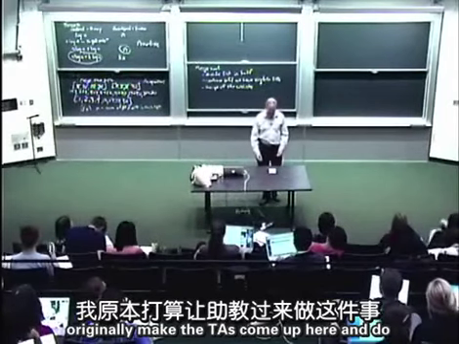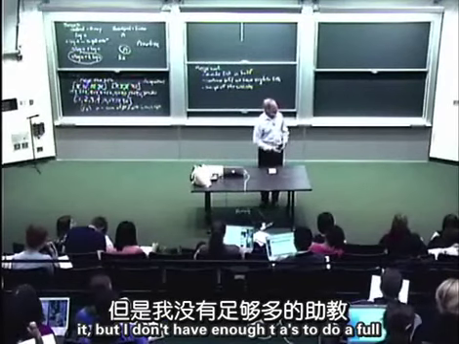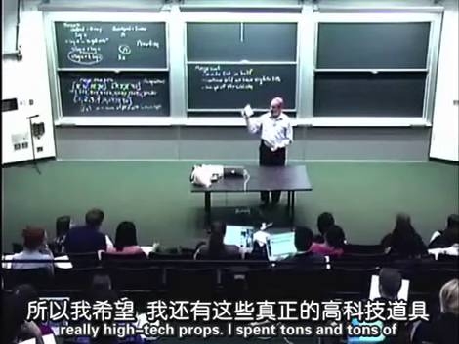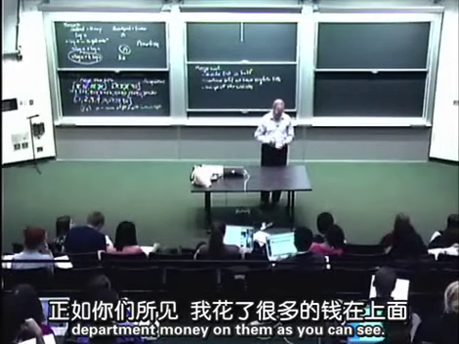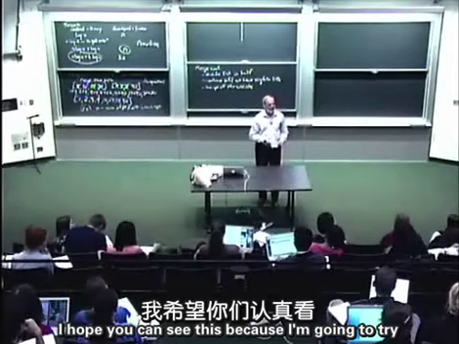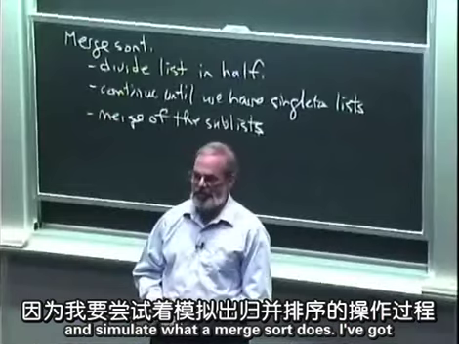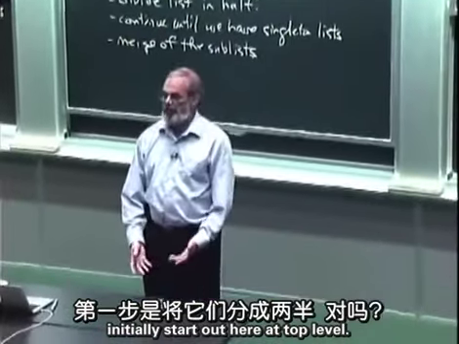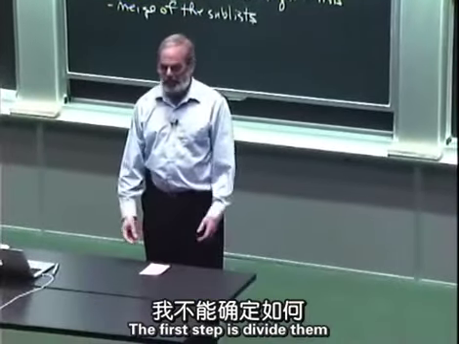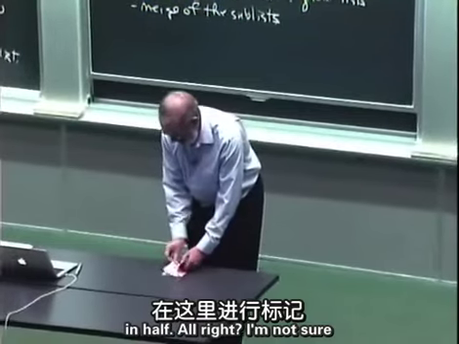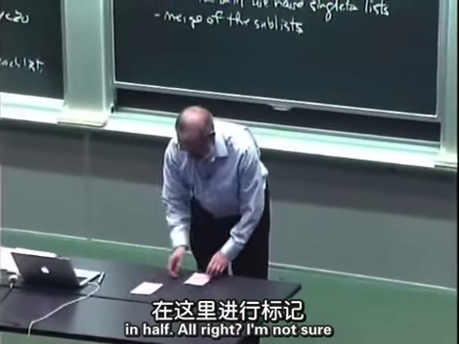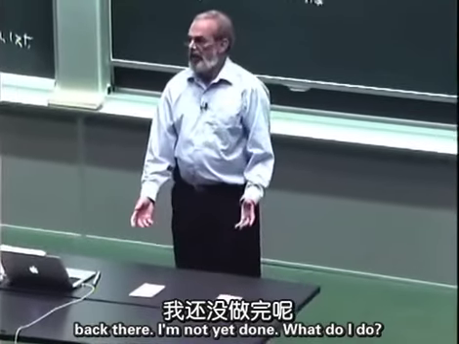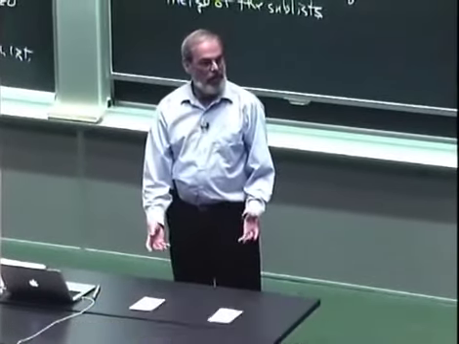And I was going to originally make the TAs come up here and do it, but I don't have enough TAs to do a full merge sort. So I'm hoping, and I also have these really high-tech props. I spent tons and tons of department money on them, as you can see. I hope you can see this, because I'm going to try and simulate what a merge sort does. I've got 8 things I want to sort here. And those initially start out here at top level. First step is divide them in half. Remember, I need to come back there. Not yet done. Divide them in half again.